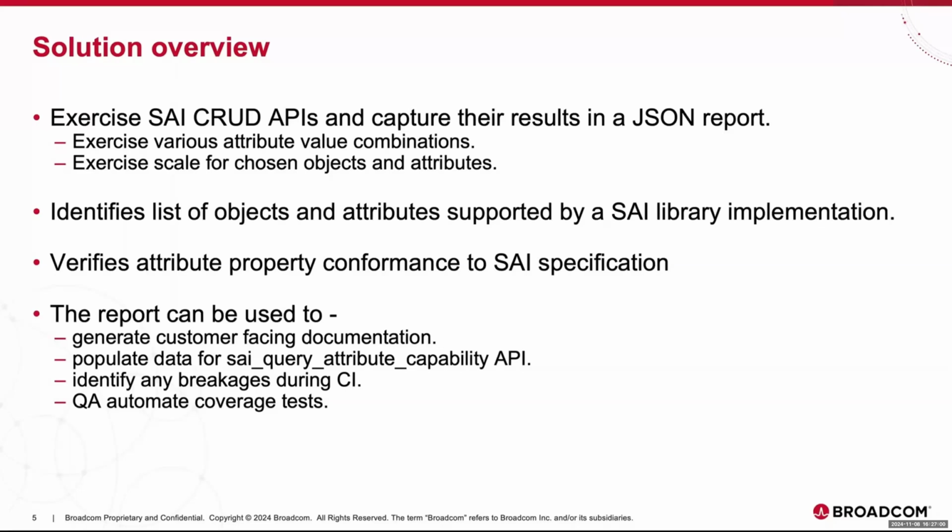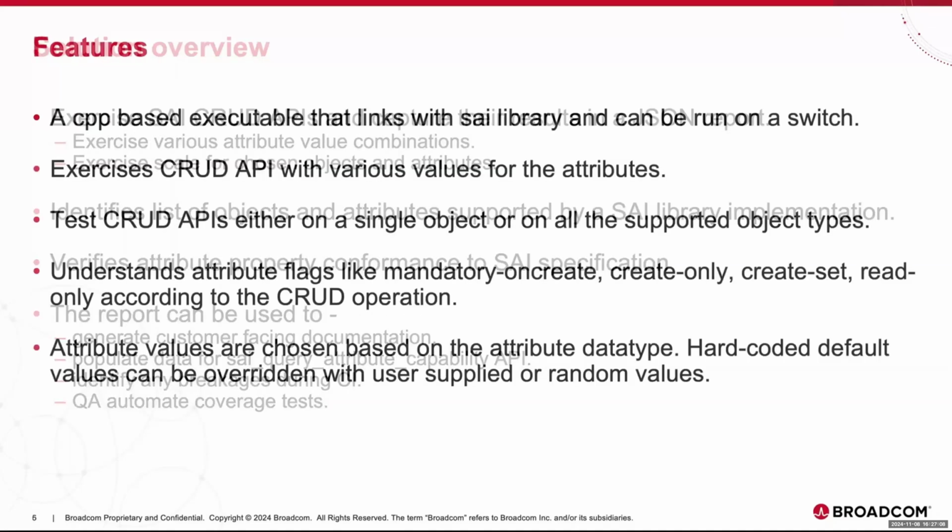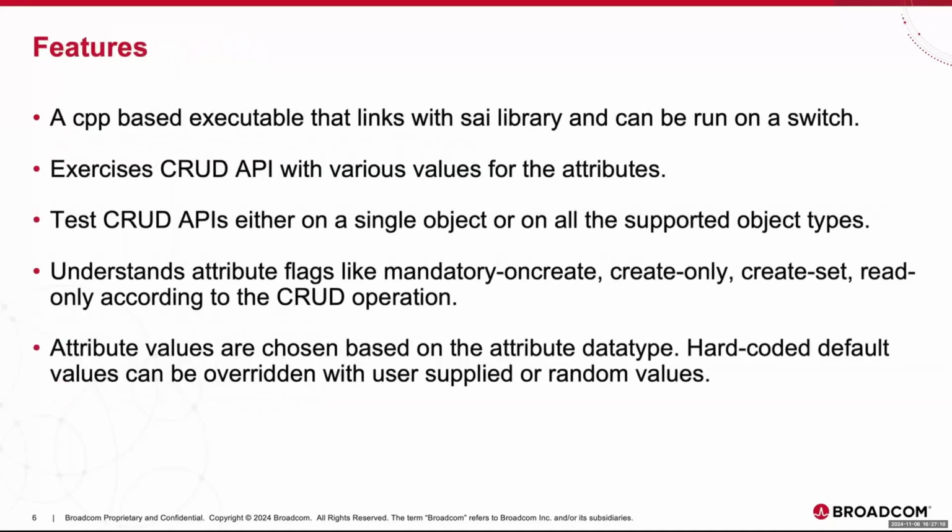A report generated by this infra can be used to generate customer-facing documentation, identify any breakages during CI, and automate coverage tests. The executable is a CPP-based executable which will link with the library and can be run on a switch. It will typically be run in the syncd Docker after stopping the syncd process. It will exercise CRUD APIs with various values for the attributes. The test can be done for a single object or all supported object types.